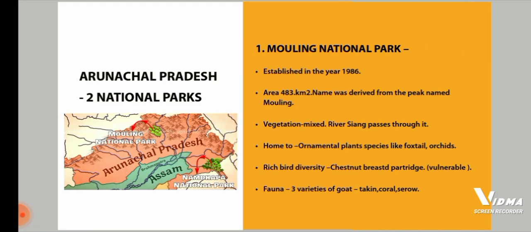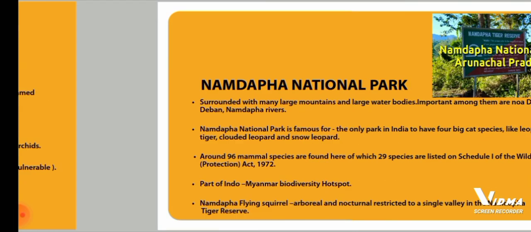It is home to the ornamental plant species like foxtail and orchids. A very rich bird diversity can be seen here. Vulnerable chestnut-breasted partridge is found here. In the case of fauna, 3 varieties of goat, takin, coral and serow are found here.